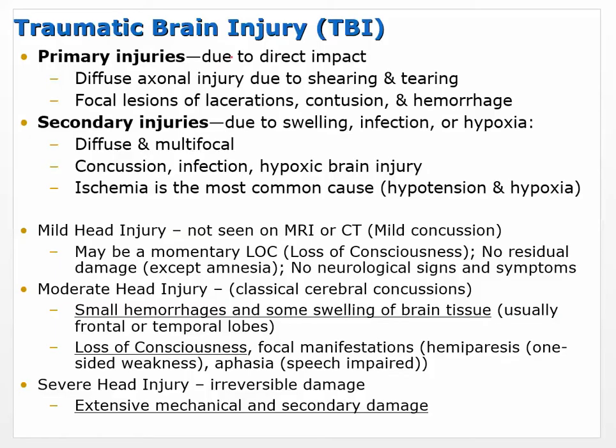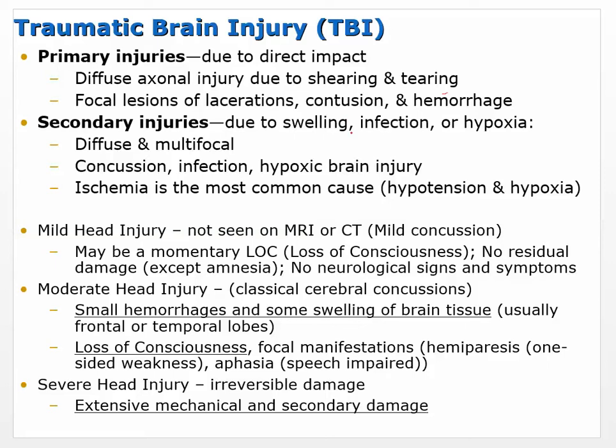Okay, so primary injury due to direct impact, diffuse axonal injury due to shearing and tearing. So we're talking about neurons when we talk about shearing and tearing. We're damaging neurons, we're killing neurons. Focal lesions of lacerations, contusion, so cutting, banging, so it's like a bruise, hemorrhage, which is bleeding out.